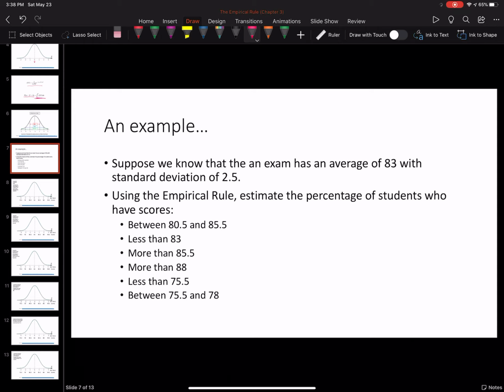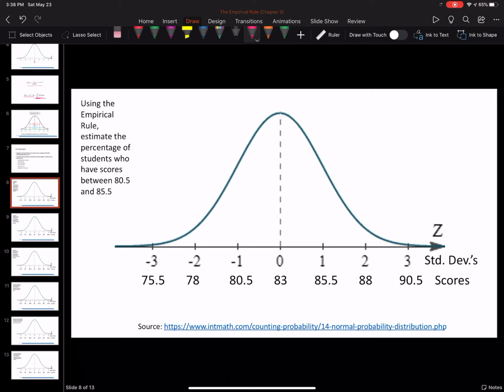And so we want to use the empirical rule to estimate the percentage of students who have scores, and then you fill in the blank. So we got these different ones listed here. Okay, so what's nice is I've got the picture ready to go. And what I want to do in this first one is make sure that you're okay with how I've set this up.